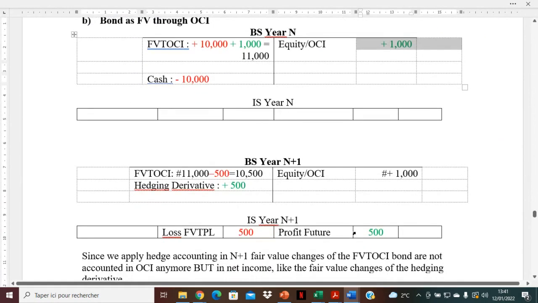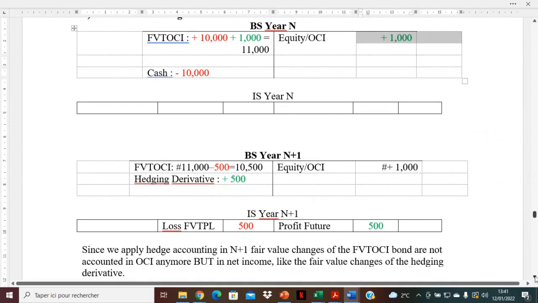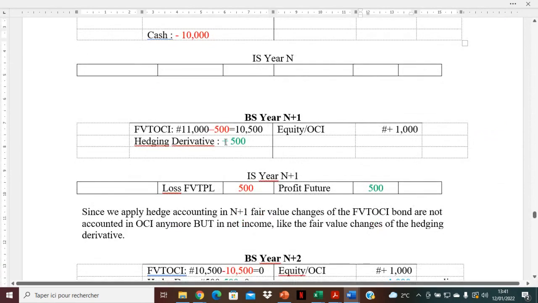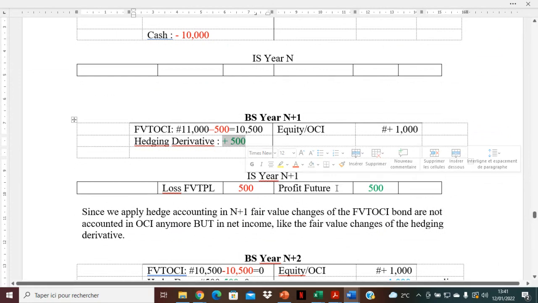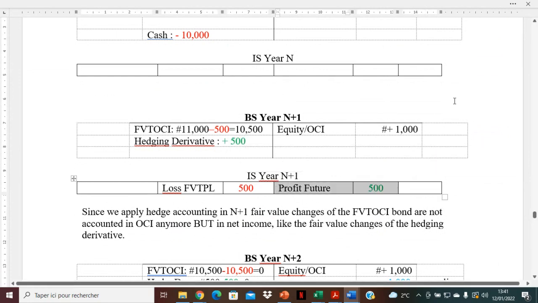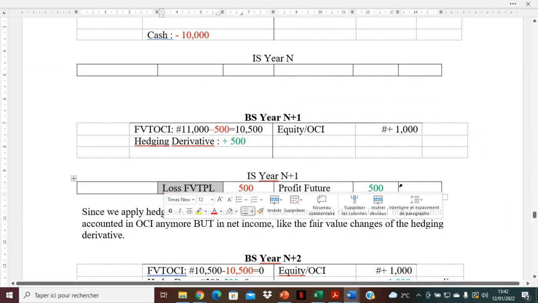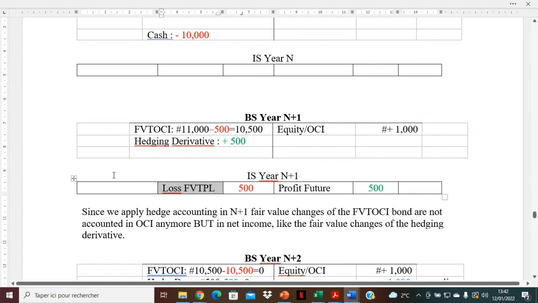In year N plus 1, now we do use hedge accounting. That means my hedging derivative gains in value, and I put this as a profit in my income statement. My bond position loses in value, and I put this loss also directly in the income statement. Because I use hedge accounting, everything is through fair value through profit and loss. And the final impact on my income statement in N plus 1 is 0, because I use hedge accounting.